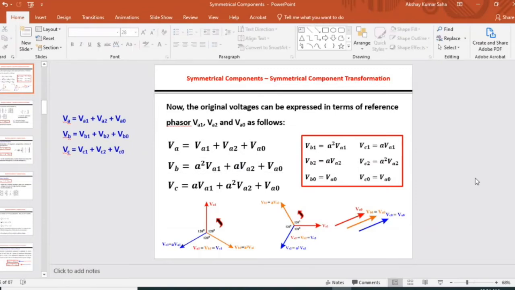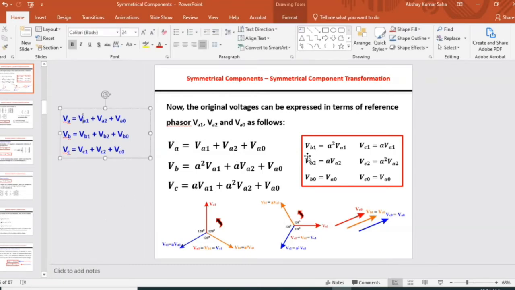So we have this equation for VA, which is the actual phase voltage, which may be unbalanced or balanced, it doesn't matter. It does not matter whether the voltages VA, VB, VC are balanced or not, we still can apply Fortescue's theorem and get the sequence component voltages. And if we have the sequence component voltages, we will get back to the actual phase voltages.